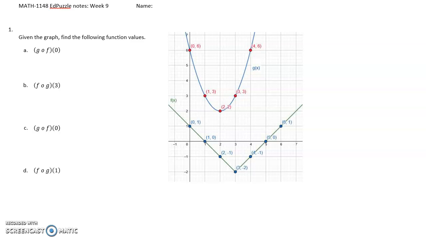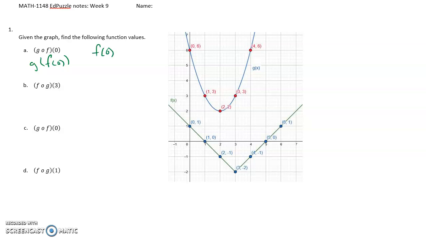All right, so in today's video, we're going to be taking a look at compositions of functions. So what we're going to do is, when you see this g circle f, what this means is we are actually going to find the value of f of 0 first. And then when we figure out what that is, we're going to plug that into the function g. So let's figure out what f of 0 is.